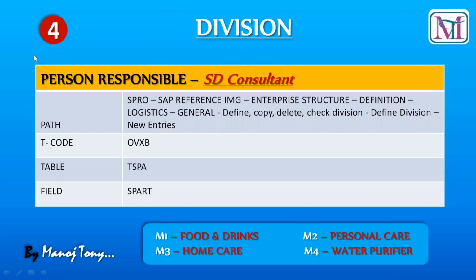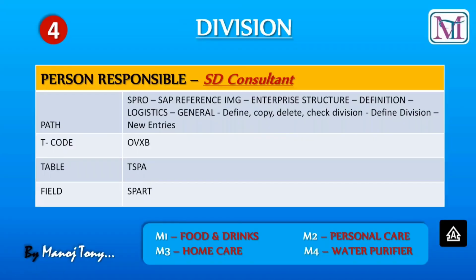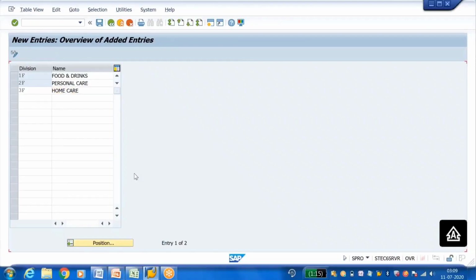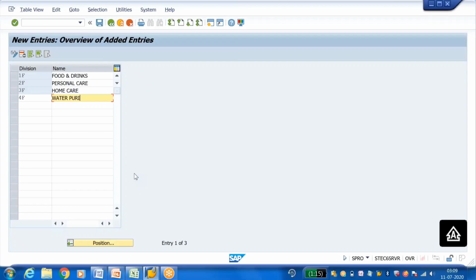So new entries. M1 is not there. 1F is there, food and drinks. 2F, personal care. 3F, home care. 4F, water purifier. Water purifier, save it.